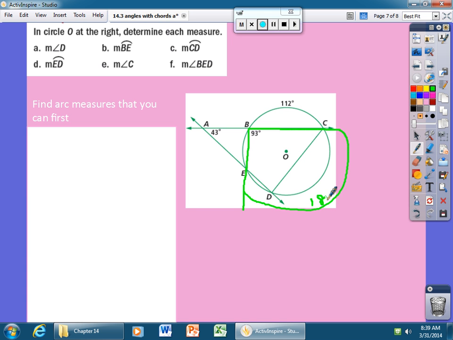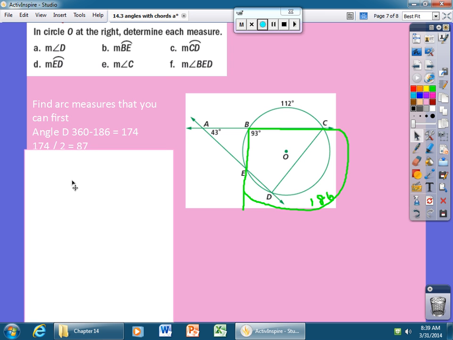So I know that that big arc out there is 186 degrees. So that gives me a couple of things to work with. Now the first thing I want to find is the measure of angle D. Well, if I look at angle D, and I'll highlight angle D in red for you, here's the measure of angle D. It goes out that way and it goes up this way.